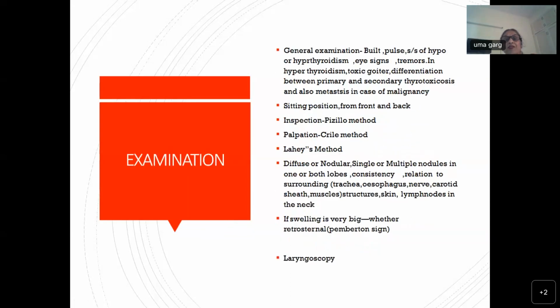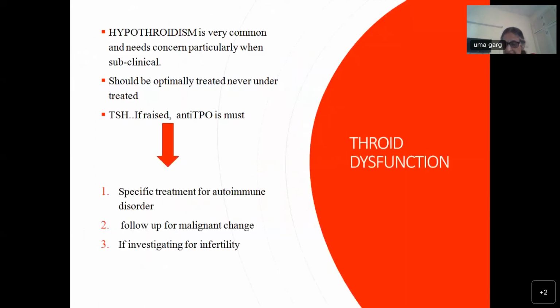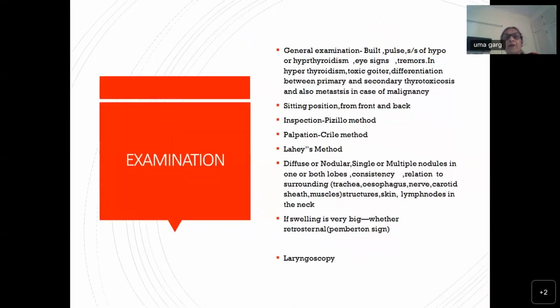So after taking detailed history, we all know the signs and symptoms of hypothyroidism and hyperthyroidism, and from the history we will know that. Then there are other things in history which we discussed. Then the general examination: besides other points of general examination, pulse, icterus, cyanosis, clubbing, etc., there are certain important points whenever you are examining a thyroid case and doing a general examination.